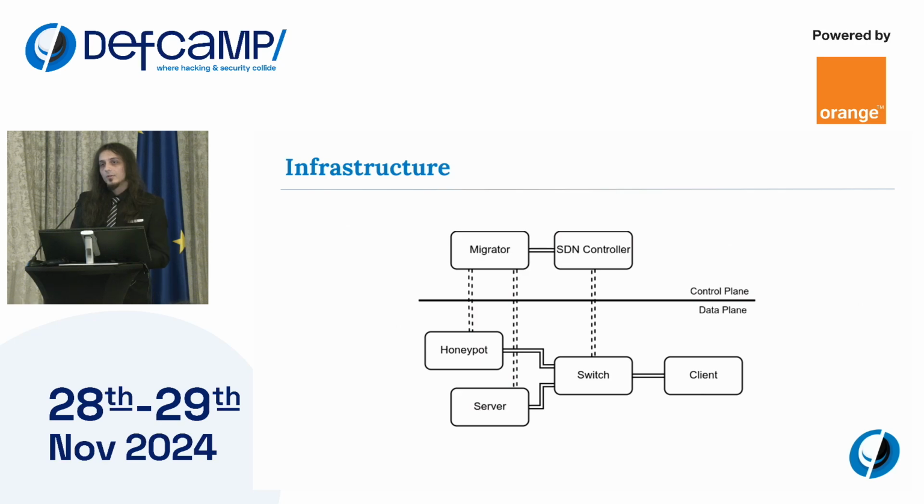What we need for our infrastructure to work, well, we talked about the SDN controller, but we'll also need an auxiliary system to handle the migration of the process. We want to migrate the process from the server to the honeypot. And we thought about how to migrate it securely, and we added encryption. Also, the migrator will be stored on the control plane.